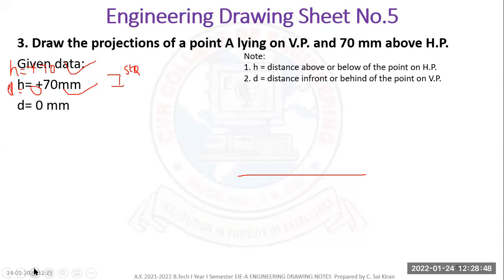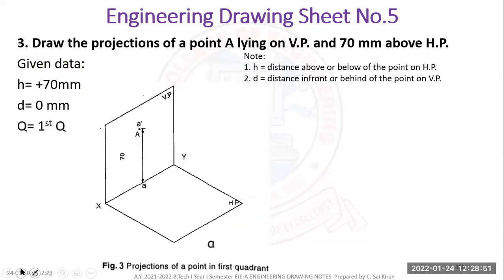So H is plus 70 and D is equal to 0 mm. In the first quadrant, it is lying on VP, with D equal to 0, at a height of 70, so H distance equals 70. The front view is projected as A dash, and the top view is projected as small letter A. Like this, you have to draw.